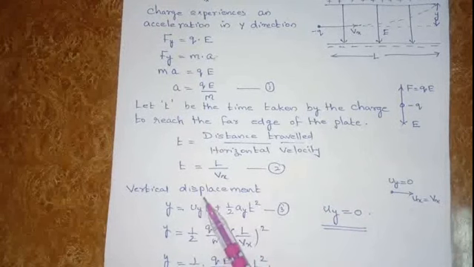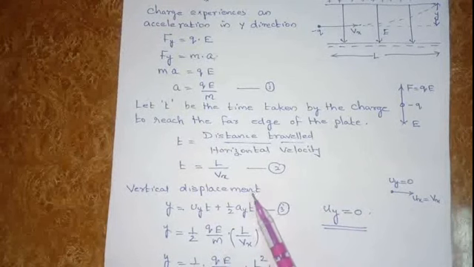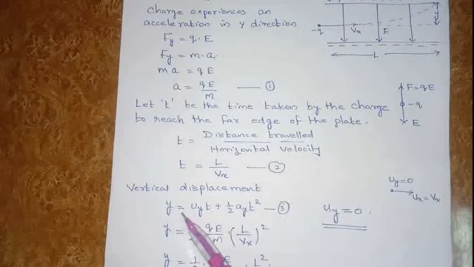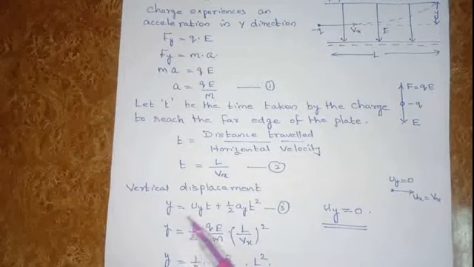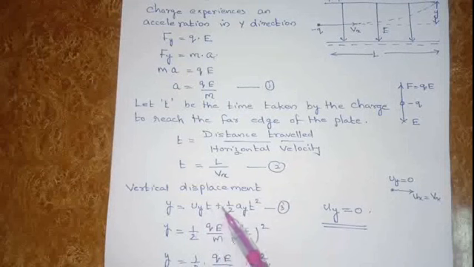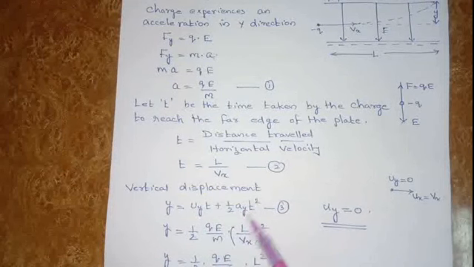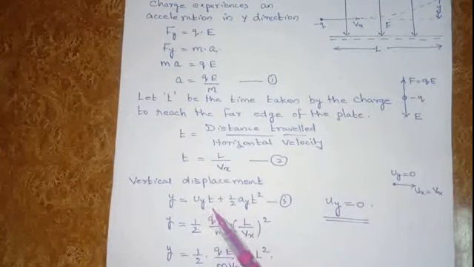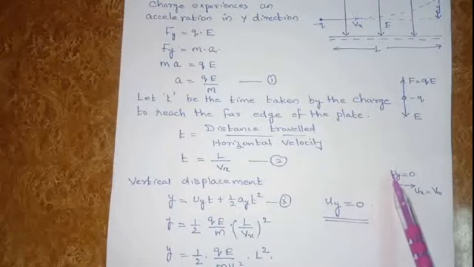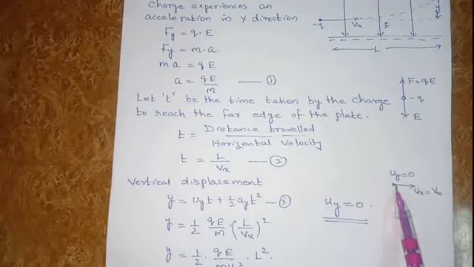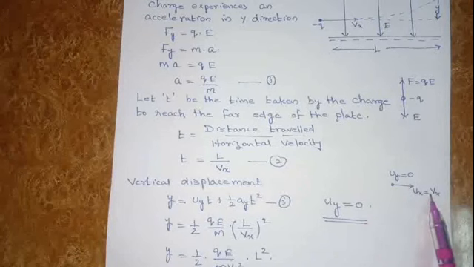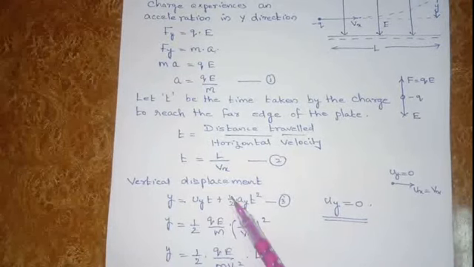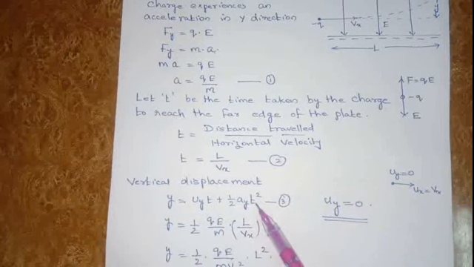Now we are going to take the vertical displacement equation. They are asking us to find the vertical displacement. Let us take Newton's equation y is equal to uy t plus half ay t square. So this is the equation for vertical displacement. Uy is equal to 0, initially there is no vertical velocity. All velocity of the charged particle initially was horizontal. Therefore Uy is equal to 0. I can substitute. Then what remains is half into ay t square.